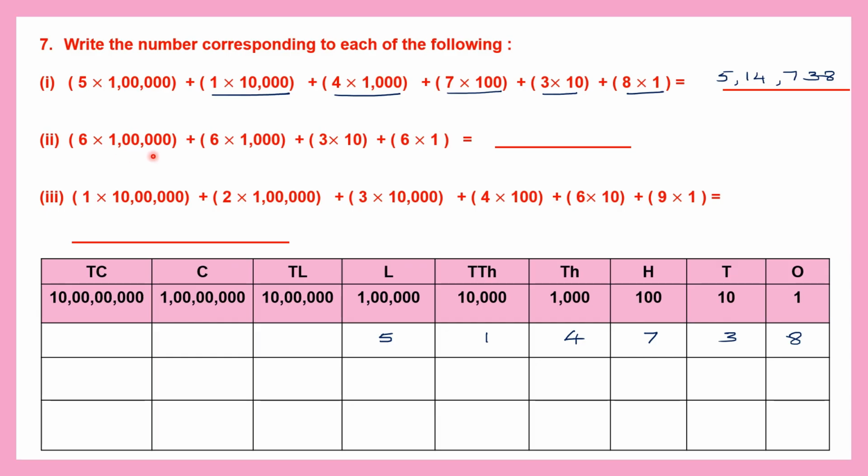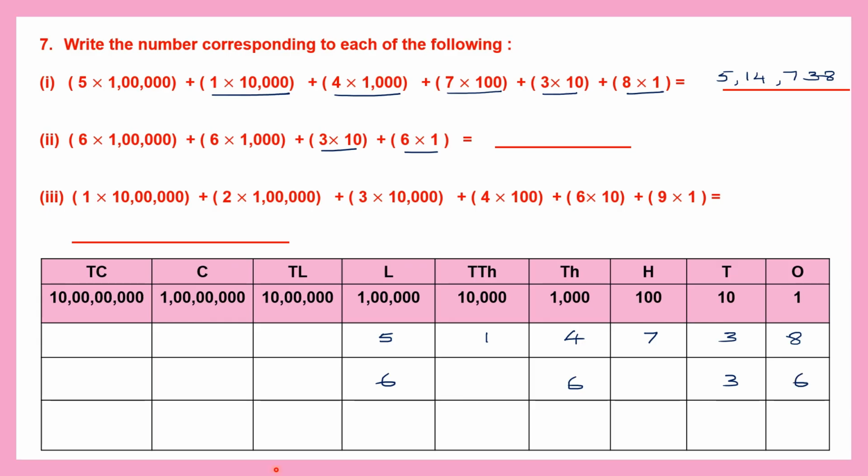6 into 1 lakh. So in the 1 lakhs place, we have 6. So let's write 6 in the 1 lakhs place. Then we have 6 into 1,000. So in the thousands place, let's write 6. Not in the 10,000s, but in the thousands place, we are writing 6. Then we have 3 into 10. So in the tens place, we write 3. 6 into 1. So in the ones place, we write 6.